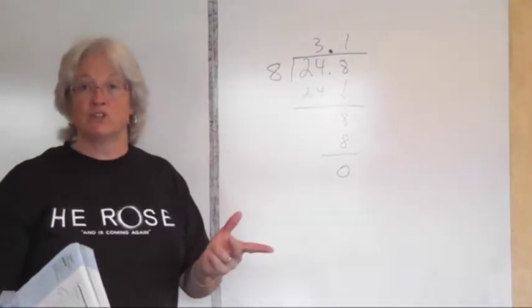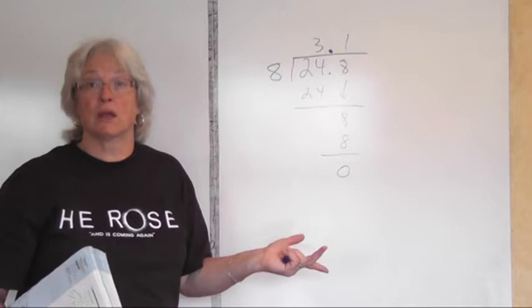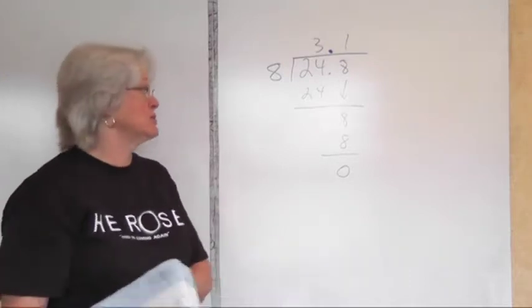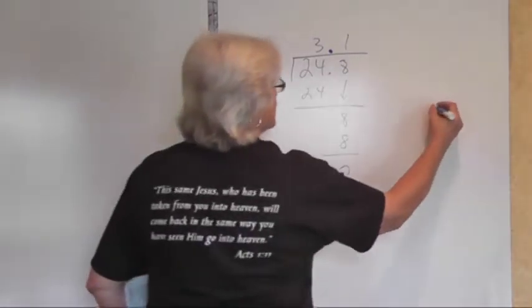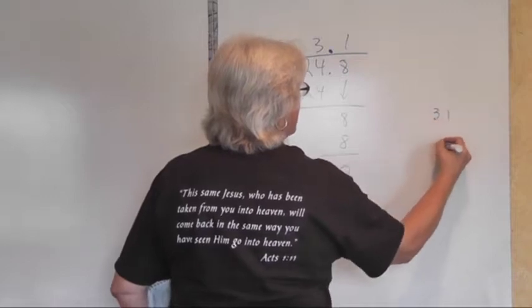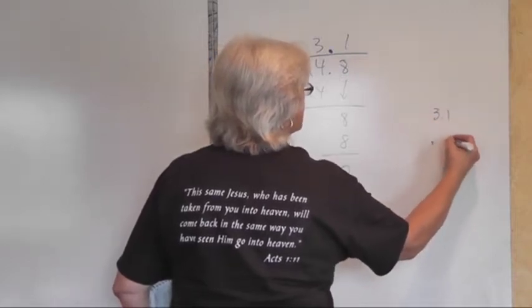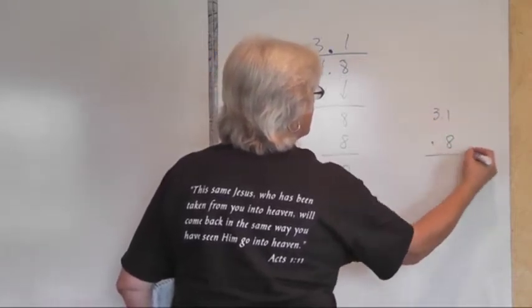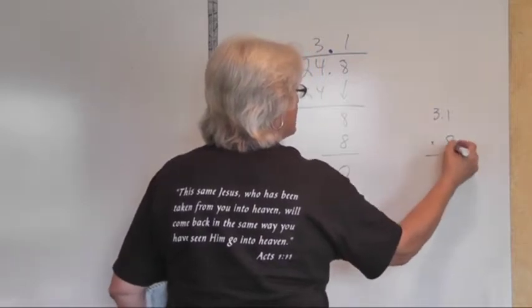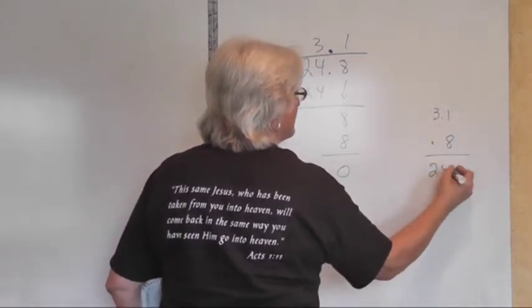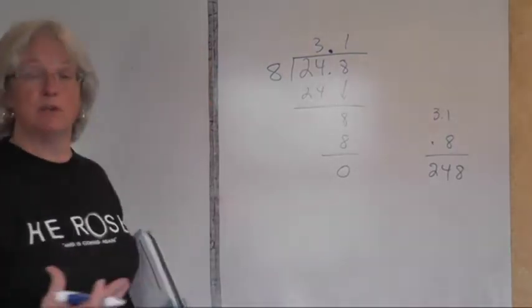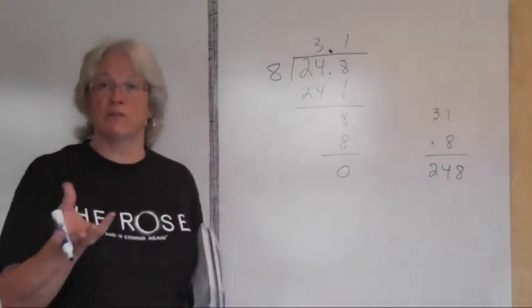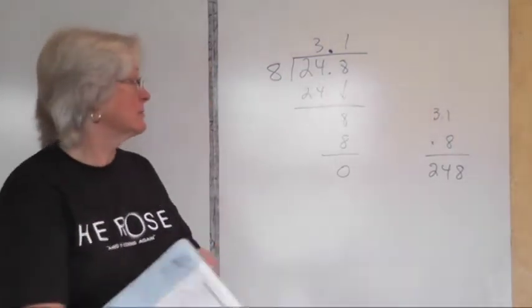And how exactly would we check this? Same way you would check any other normal long division problem. You would say 3.1 times 8. 8 times 1 is 8. 8 times 3 is 24. But the answer is not 248 because we have a decimal that we're multiplying in there.